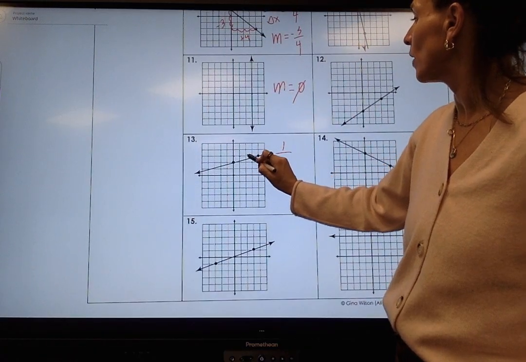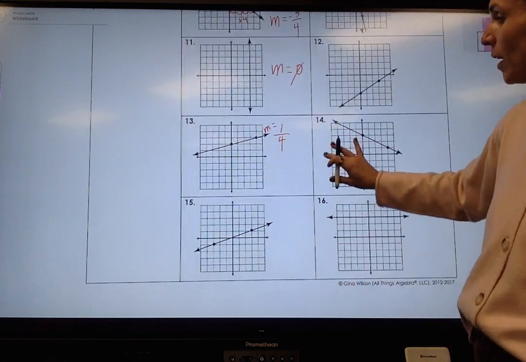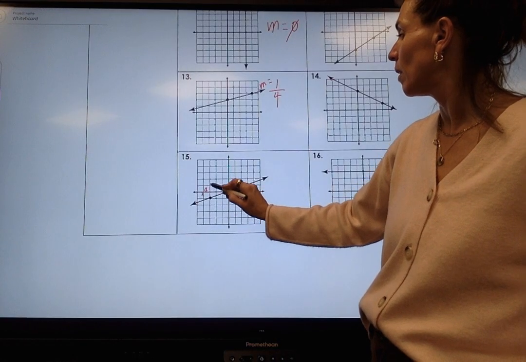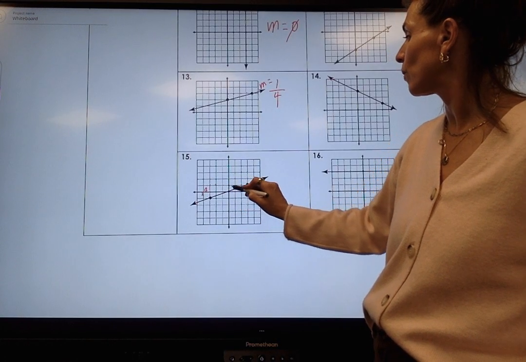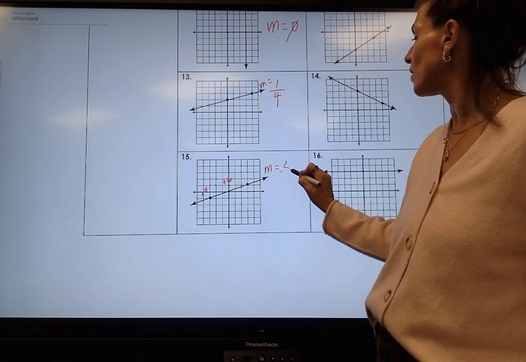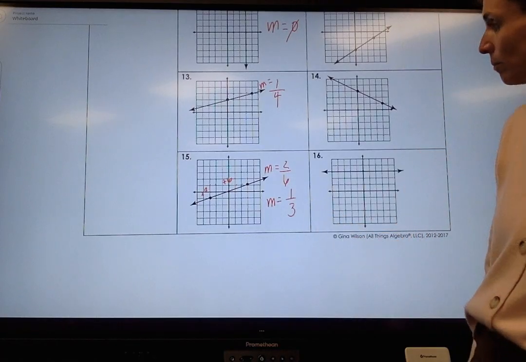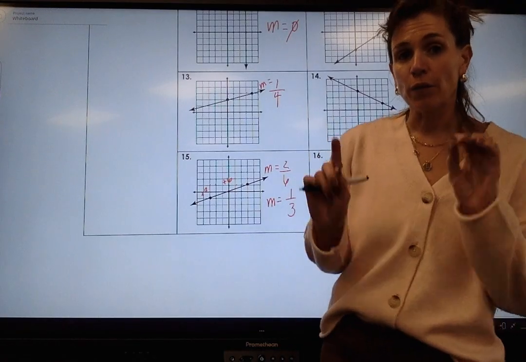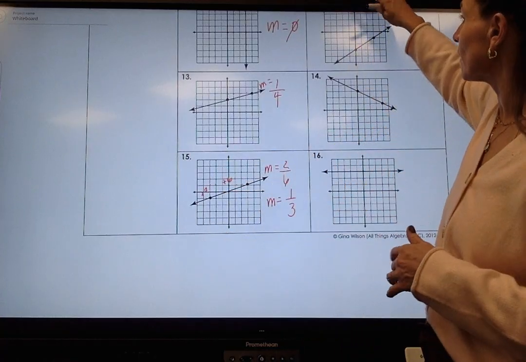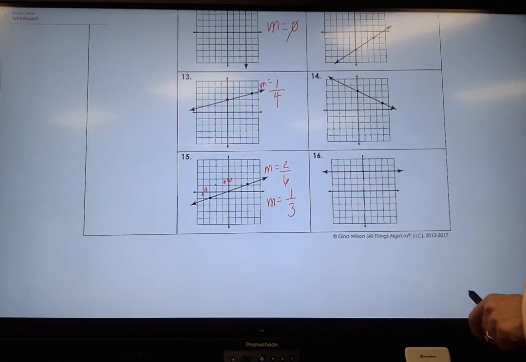And he's running 1, 2, 3, 4. So my slope is 1/4. Number 15, I'm going up 2. And I'm running 1, 2, 3, 4, 5, 6. So my slope is 2/6, which then reduces to 1/3. Okay? All right. If you have questions graphically, a good opportunity is to do the odd ones or the even ones, and then I will come check those for you.